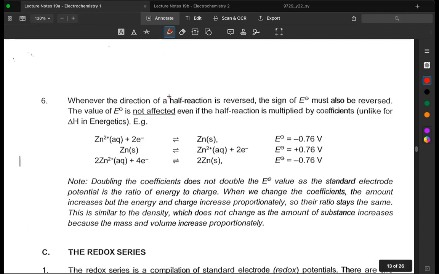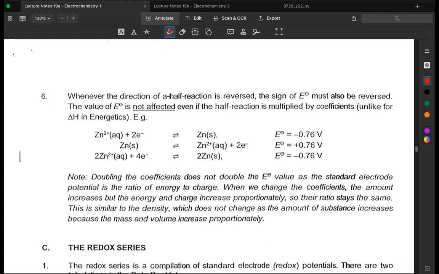So whenever the direction of the half reaction is reversed, remember, you must reverse the sign. If you ever try to reverse the direction, do bear in mind that you also need to reverse the sign. The value itself will not be affected, even if you flip. Okay, but if you need to multiply, this is very important.